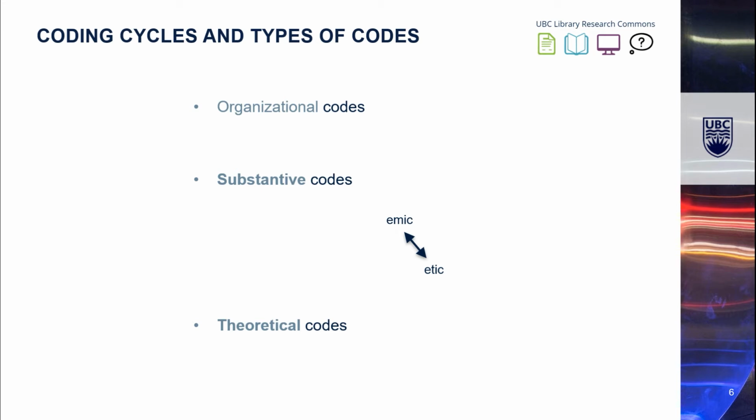In both cases, the implicit claim involved in these substantive categories could be wrong. They are different in that way from organizational categories. They're like containers for holding data. Lastly, theoretical codes situate the data in a theoretical or conceptual framework, using categories or labels related to that framework.